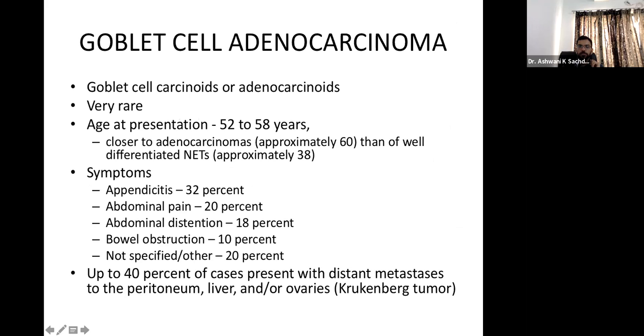Another variant of adenocarcinoma is goblet cell adenocarcinoma, also called goblet cell carcinoid or adenocarcinoid. Age of presentation is around 50 to 58 years. It is closer to adenocarcinoma than neuroendocrine. Patients usually present with appendicitis, abdominal pain, abdominal distension, bowel obstruction, and other unspecified symptoms. And 40% present with distant metastasis to peritoneum, liver, and ovaries, like Krukenberg tumors.